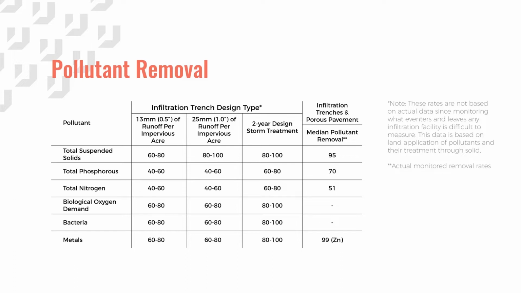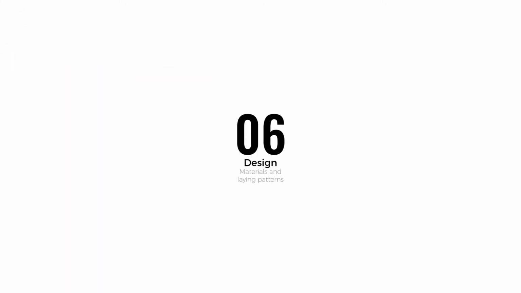Overall, permeable unit paving systems do well at removing suspended solids and phosphorus, which can cause eutrophication when leaching into natural water sources. Eutrophication is common in agricultural areas where it creates dead zones and can be responsible for algae blooms. Section 6. Design, Materials and Laying Patterns.